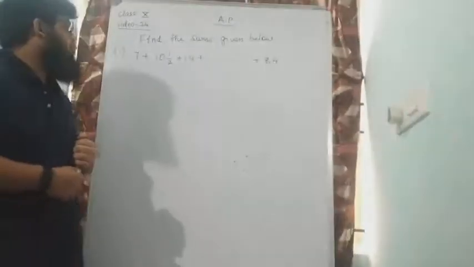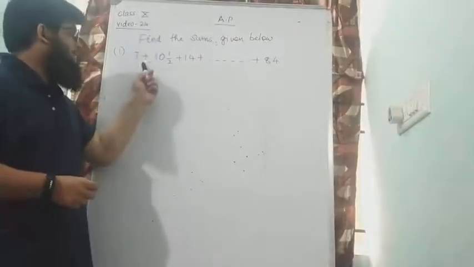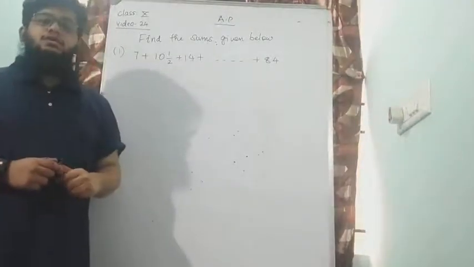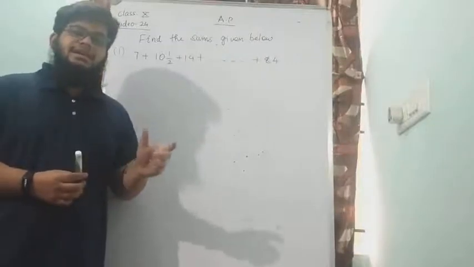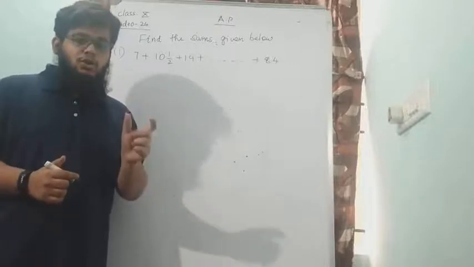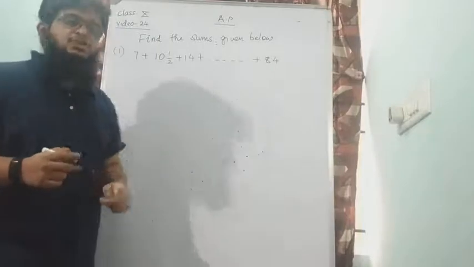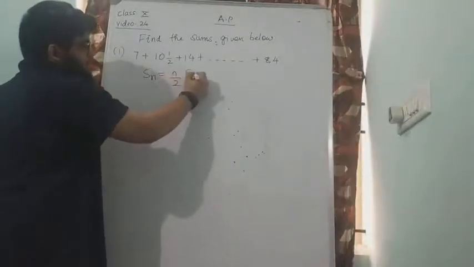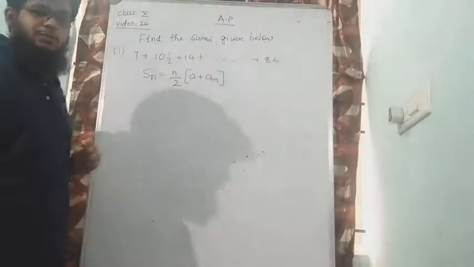The question here on the board is: find the sums given below. The question is 7 plus 10 and a half plus 14 plus up to 84. Usually when the question comes as sum, we should make sure that we are using the Sn formula, sum of first n terms, and particularly we can make use of the shorter formula that we had learned in the last class whenever the last term is given. So I can make use of the formula Sn is equal to n by 2 into a plus an.